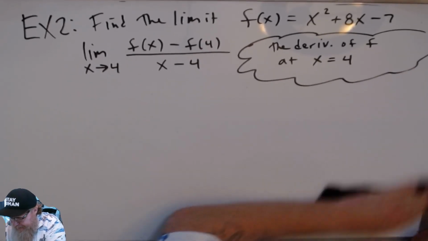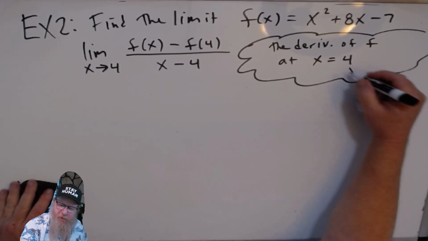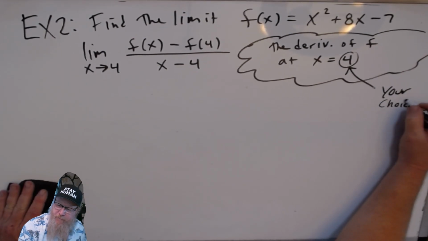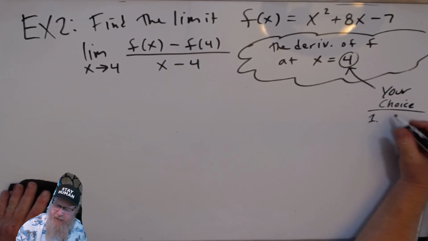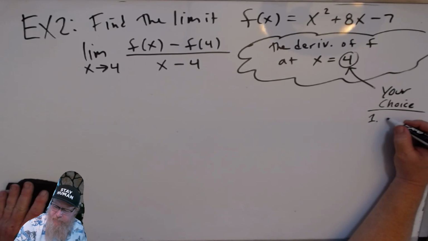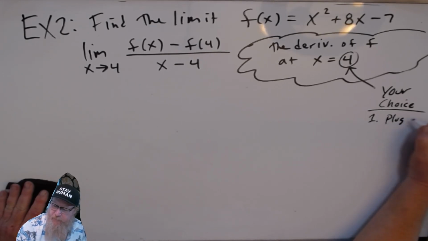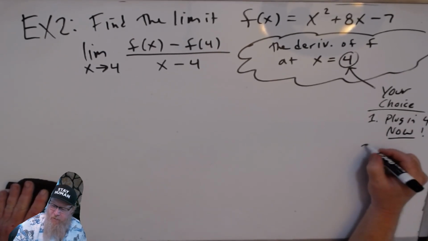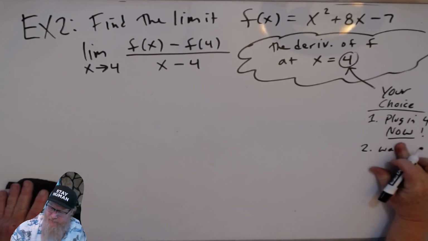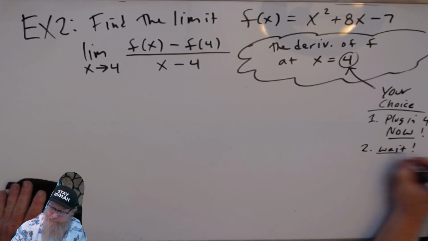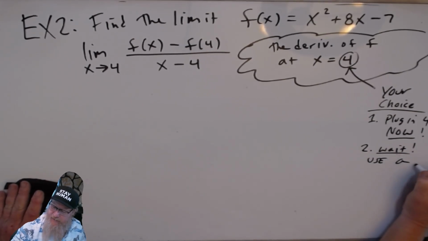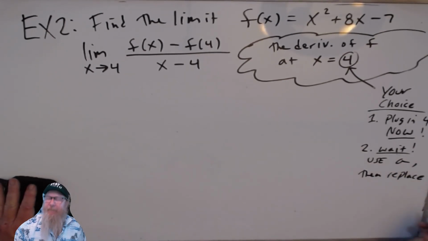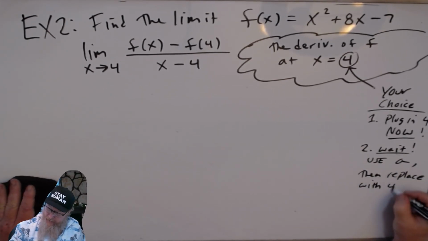So now you have a choice, all right? It's your choice. You can plug in a now, or wait, use a, then replace with 4 at the end.